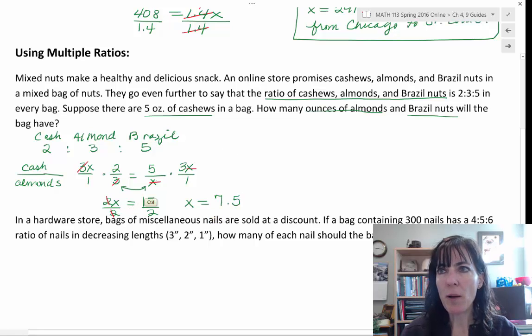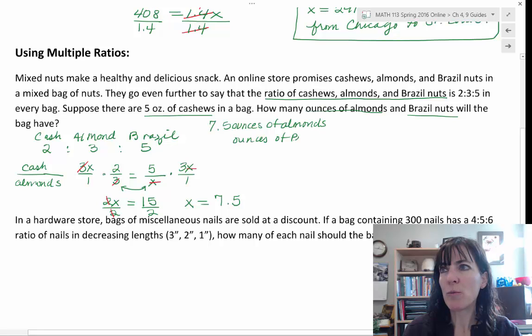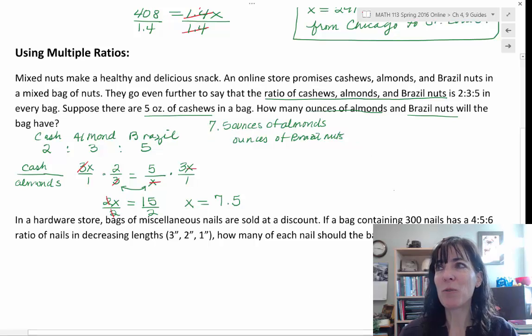And go back to the problem, and I see x was in the denominator, and that was almonds. So x is 7.5 ounces of almonds. So I know I have 7.5 ounces of almonds. And I have some number of ounces of Brazil nuts. And I don't know what that is yet. So I'll just put my information there and then we'll calculate here.